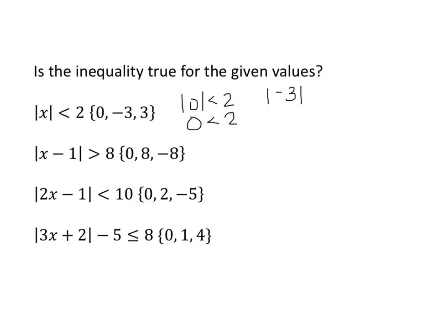The next thing we'll look at is the absolute value of negative 3. Remember, the absolute value of negative 3 is simply 3. Is that less than 2? It is not. Similarly, if we take the absolute value of 3, is that less than 2? It is not. We can do the same thing when we're multiplying, dividing, adding, and subtracting.